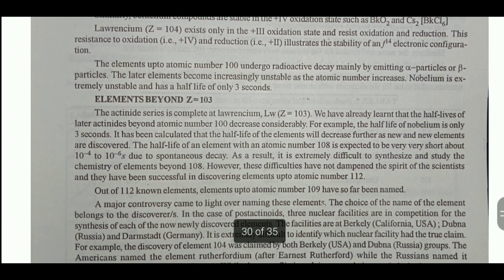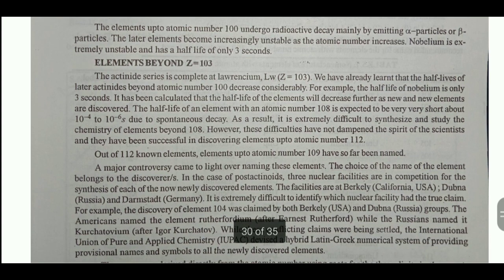The elements up to atomic number 100 undergo radioactive decay mainly by emitting alpha particles or beta particles. The later elements become increasingly unstable as the atomic number increases. Nobelium is extremely unstable and has a half-life of only 3 seconds. Elements beyond Z=103. The actinide series is complete at lawrencium, Z=103. We have already learned that the half-lives of later actinides beyond atomic number 100 decrease considerably. For example, the half-life of nobelium is only 3 seconds.